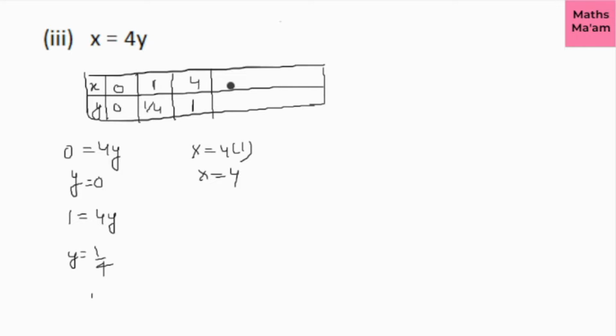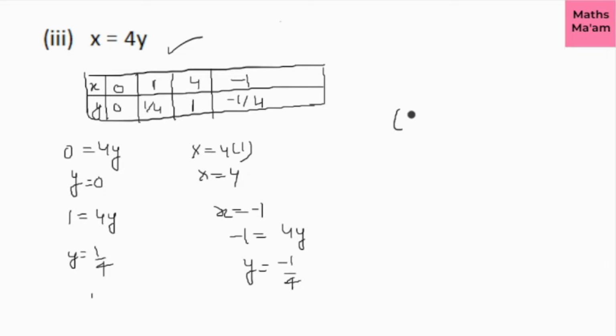Now if x is, suppose x is what? Minus 1. Then we have x is equal to minus 1, then we have minus 1 is equal to 4y, or y is equal to minus 1 by 4, like this. So these are the 4 solutions of this equation.